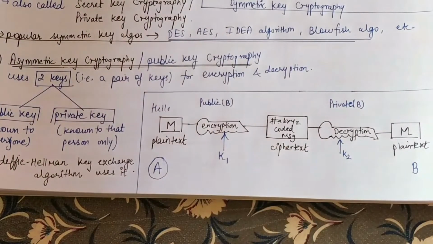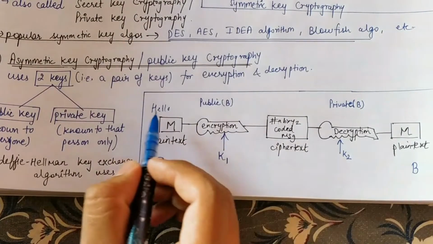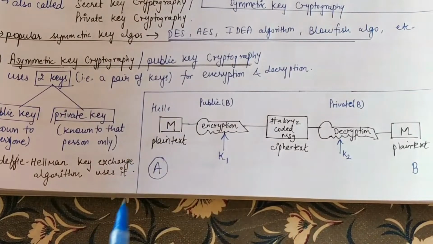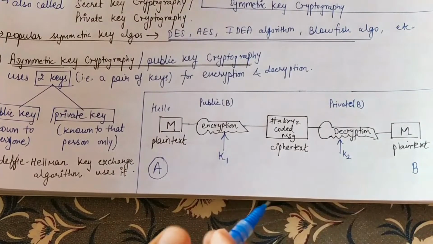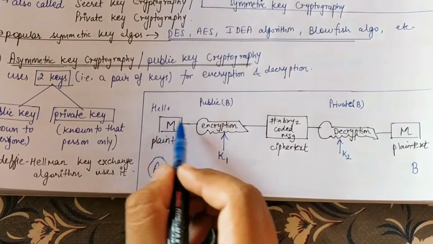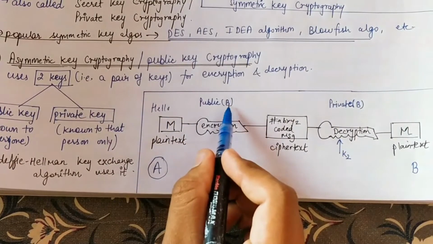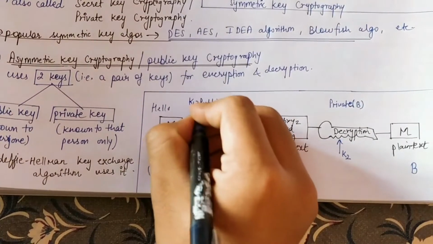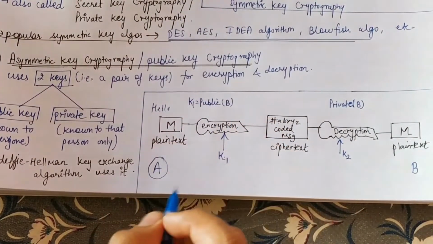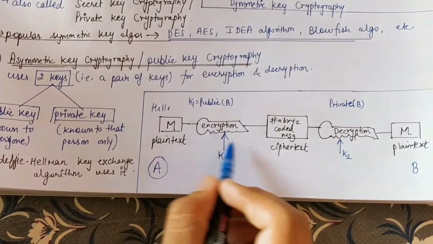Now what is the scenario? One important thing I'll tell you here, that is very important. Suppose person A wants to send a message to person B and that message is hello. Because everybody has a public key and a private key, and the public key is known to everyone, A will encrypt the data, our hello, using the public key of B. So K1 is nothing but the public key of B in this example.